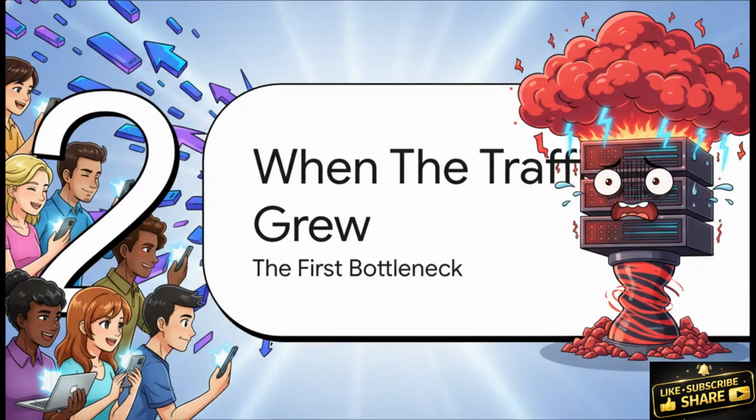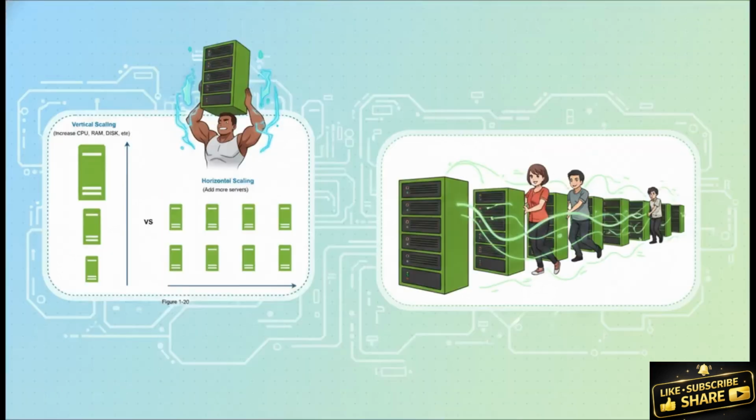And that brings us to Section 2, when the traffic grew. This is where the real fun and the real challenges begin. Our website is a hit. People are loving it. But our one heroic server is starting to feel the heat. It's getting slow, and we're hitting our very first major bottleneck. So, what do we do? How do we handle all this new traffic?